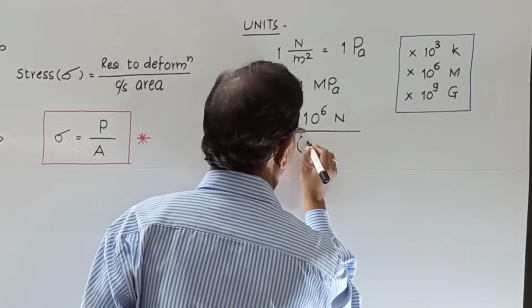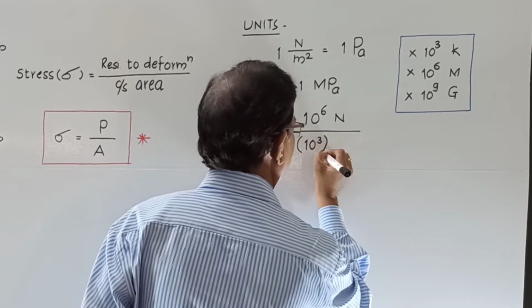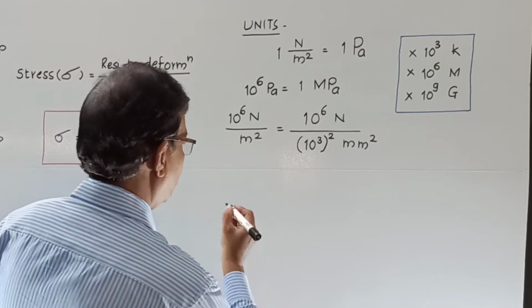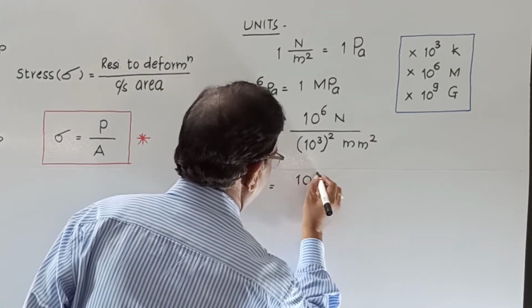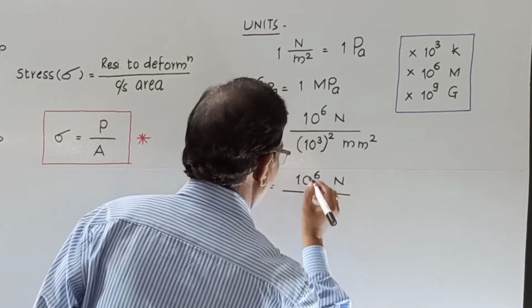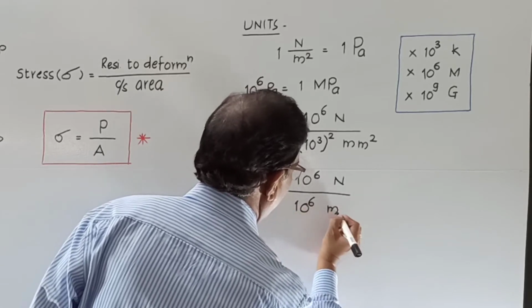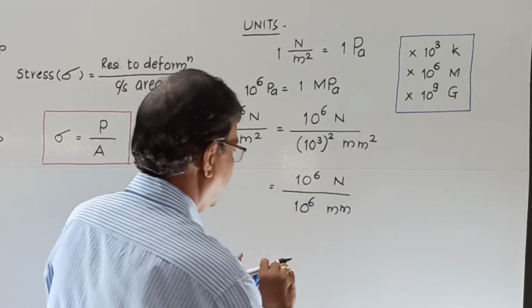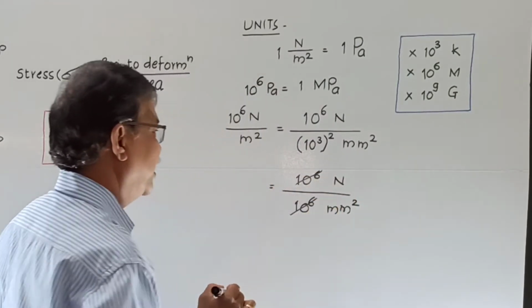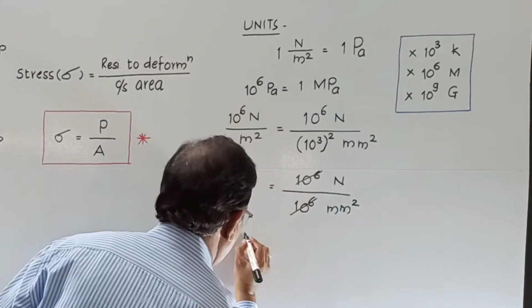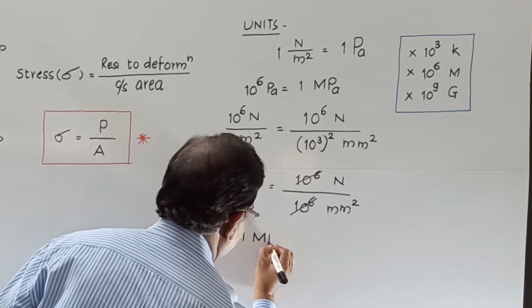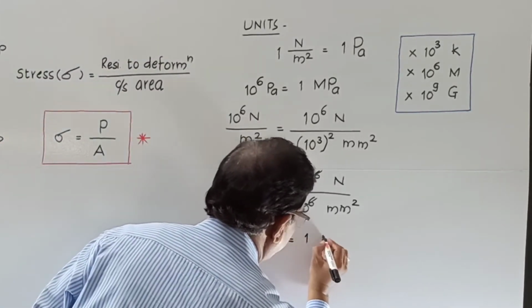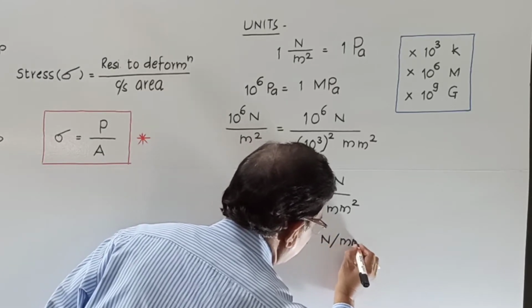So 1 meter square is the square of 10 raised to 3 mm square. Therefore, this will be 10 raised to 6 Newton divided by the square of 10 raised to 3, which is 10 raised to 6 mm square. This 10 raised to 6 will automatically get cancelled, and you can say that 1 megapascal is equal to 1 Newton per mm square. Very important.